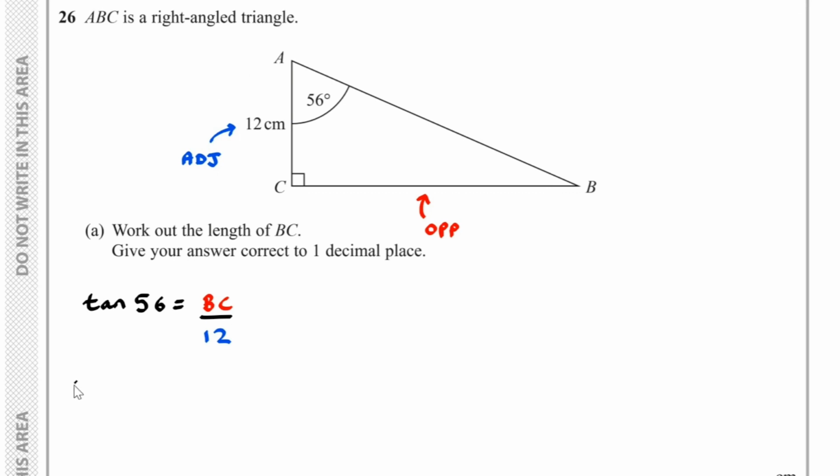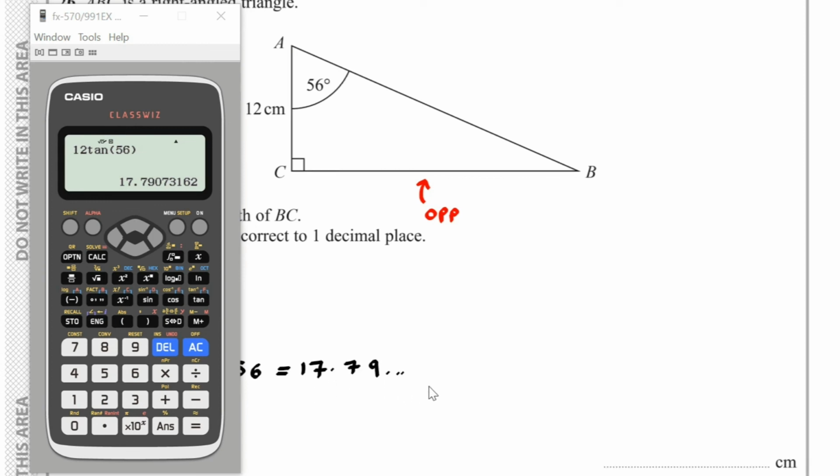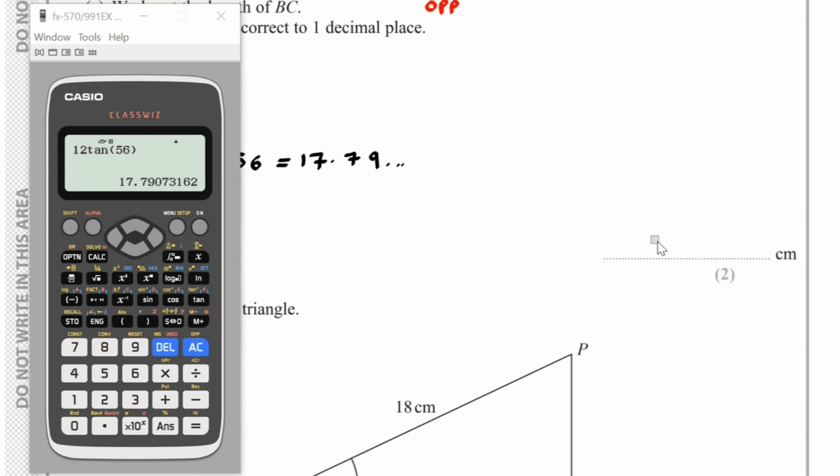And so therefore, BC is 12 times by the tangent of 56. So if I work this out, 12 times by the tangent of 56, it turns out I get 17.79, etc. So, to 1 decimal place, we've got 17.8.